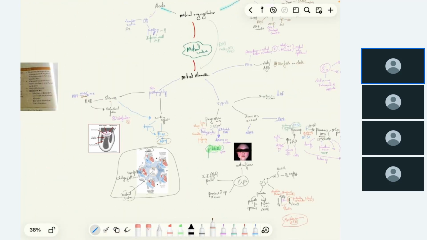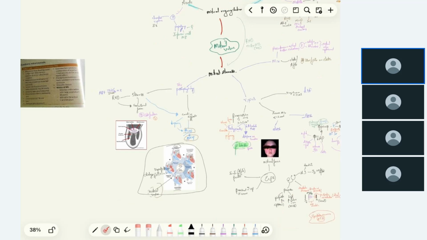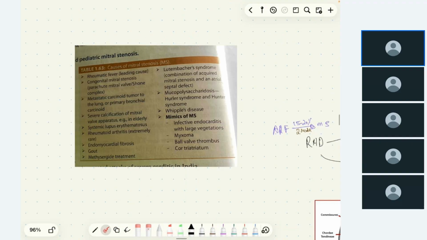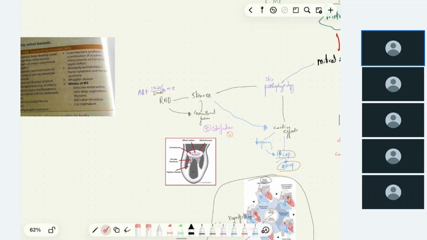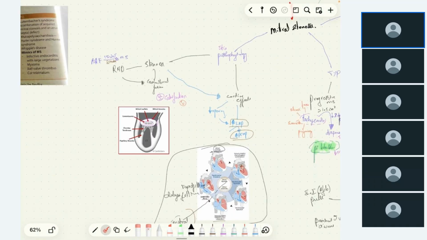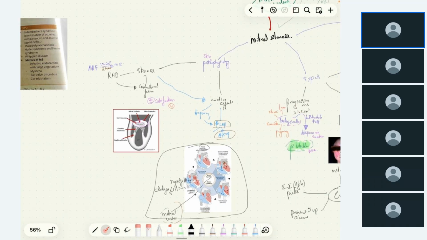I briefly touched upon etiopathophysiology of mitral stenosis. Why stenosis? Most commonly due to rheumatic heart disease. What are the other less common causes of mitral stenosis? Those are congenital mitral stenosis, systemic lupus erythematosus, rheumatoid arthritis, gout, etc. We have so many causes. If you remember 3 to 4 causes, we can answer in the exams. This is about the etiopathophysiology.